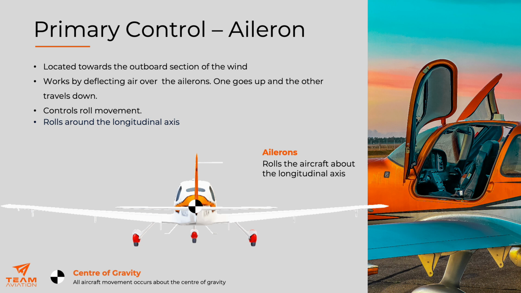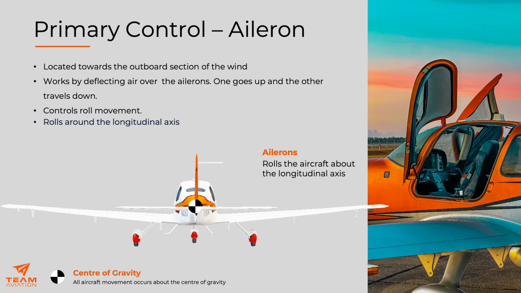Let's now take a closer look at the ailerons. Ailerons are located on the outboard section of each wing, and they work by deflecting air as they move, one up and the other down. This opposite movement changes the amount of lift produced on each wing, causing the aircraft to roll. That roll allows the aircraft to bank into a turn or maintain a level bank angle in flight.